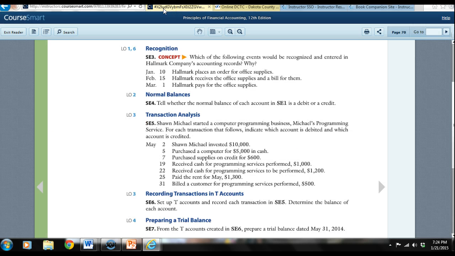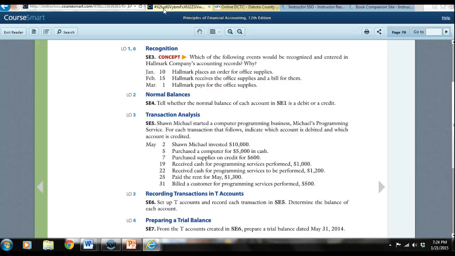May 5th, purchased a computer for $5,000 in cash. Let's think of this transaction. We have a receipt that shows we purchased a computer for $5,000. So we know recognition, what day? May 5th. How much? Now we have classification. What are we going to debit? What's getting increased here? It is an asset. What kind of asset? Equipment? Equipment increased.